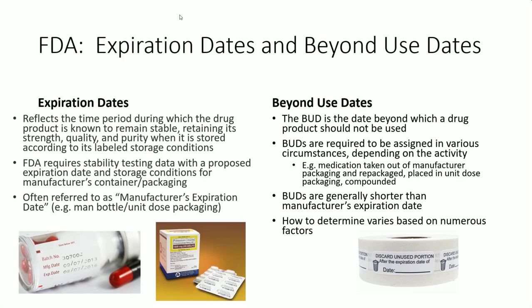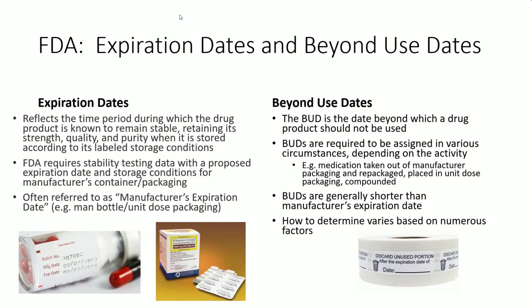Again, this is a manufacturer's package, so this is often referred to as the manufacturer's expiration date. I put some pictures down there for you to see. That's the manufacturer's box and bottle. A beyond use date is the date beyond which a drug product should not be used. These are required to be assigned in various circumstances depending on the activity. In this presentation, I'll mention a few common ones, but there are plenty of others as well. Basically, a beyond use date is generally shorter than the manufacturer's expiration date and should never be longer than that date.